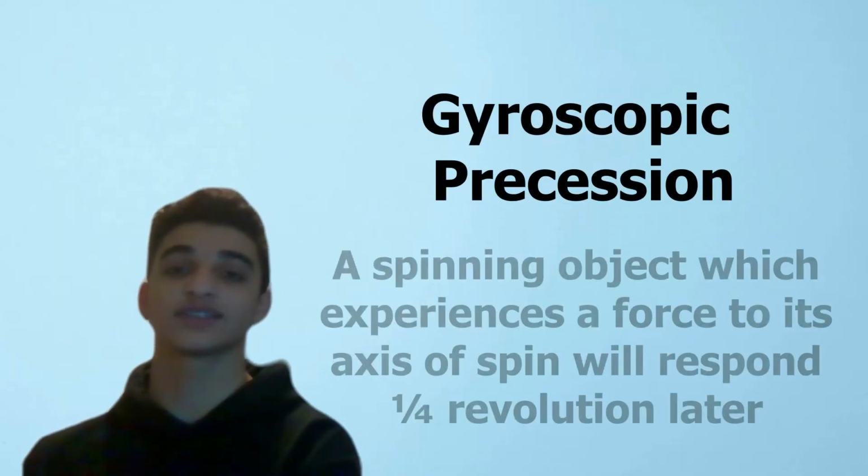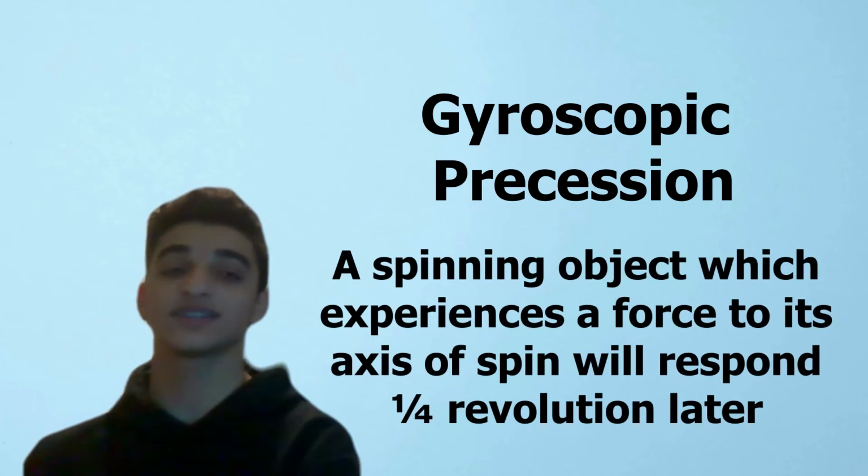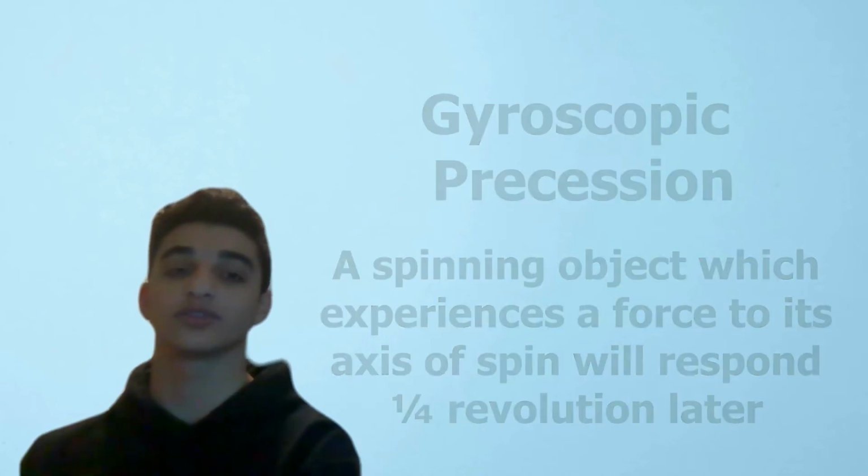Earlier, we learned that spin can help stabilize the flight of a disc. So let's try adding some spin to the throw. With the spin, the disc still does not fly well because of an effect known as gyroscopic precession. Gyroscopic precession is a phenomenon that, simply put, states that if an object is spinning and a force tries to tilt the axis on which it is spinning, it will respond a quarter of a revolution later.